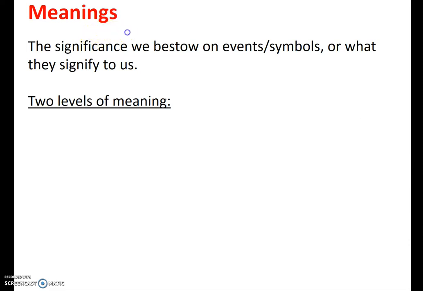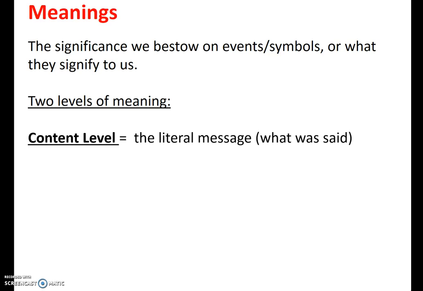And there's two levels of meaning. All right, there's the content level. The content level is the literal message, what was said. So for instance, I have two daughters, ages 10 and 12. It's challenging years raising these pre-teenagers. They might say to me, Mom, whatever you want to do is fine, or I don't care, right? What they say, the literal message, whatever you want to do is fine, or I don't care, that's fine with me. That would be the content level. They're saying they really don't care, or whatever I want to do is fine, all right?